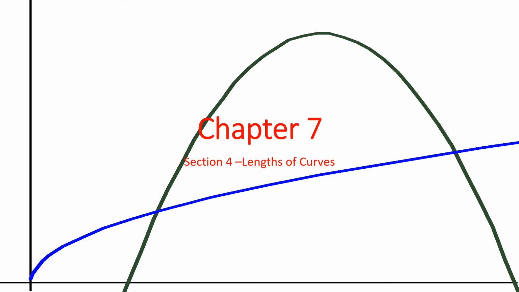Welcome back to section 4 of chapter 7. In this section, we are going to be looking at the lengths of curves. We've seen the areas between curves, we've seen the volumes, so we're going to look at lengths and how that happens. So the very first thing, we're going to start with a curve.